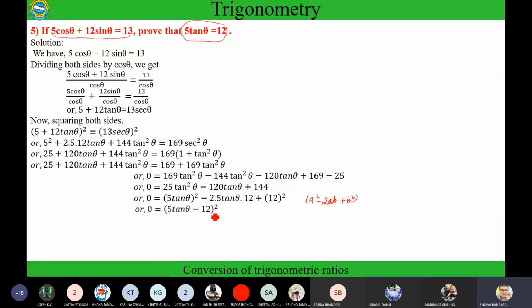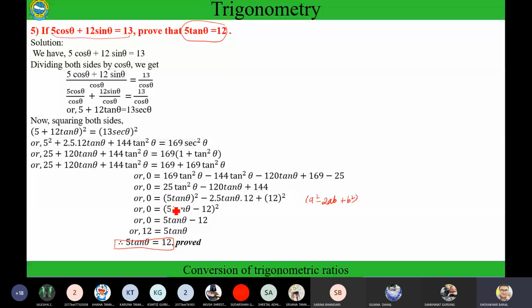So I can shift this square to the other side. Square root of 0 is 0. So 0 is equals to 5 tan theta minus 12. 12 is equals to 5 tan theta. And we can write, therefore, 5 tan theta is equals to 12. I have shifted this to the other side to match the question. The way it is given in the question, I have written it here like that. So 5 tan theta is equals to 12. Please note it fast.